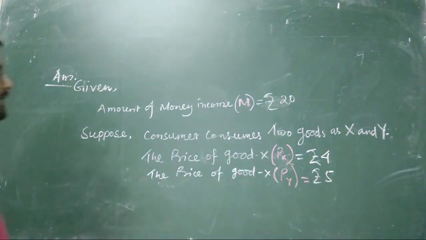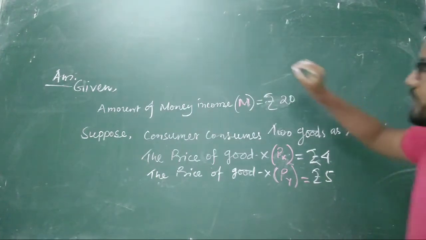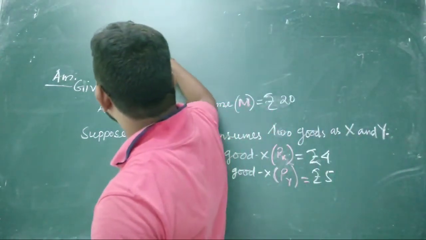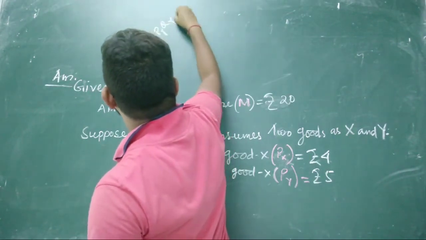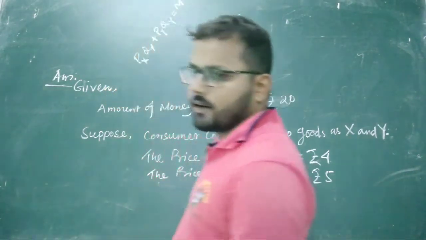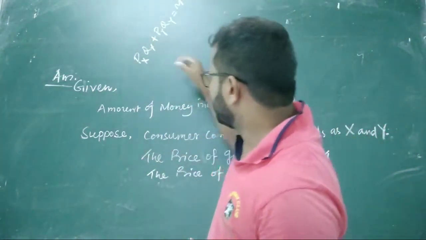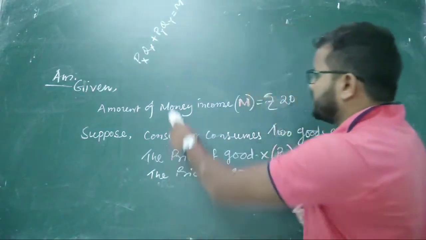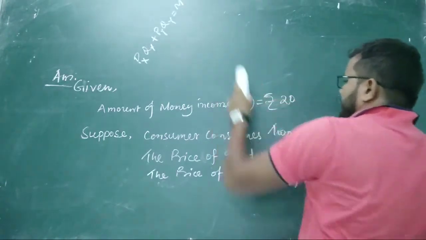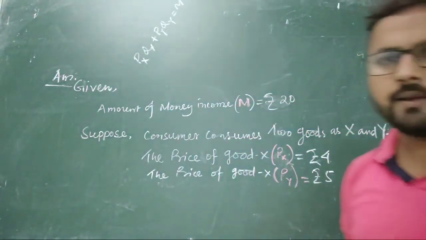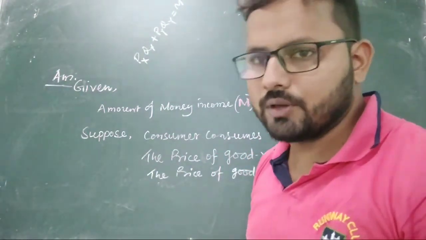So here, as we know, the budget equation is Px into Qx plus Py into Qy is equal to M. As per the given information, we get the price of X, the price of Y, and the amount of M. But the amount of consumption of commodity X and commodity Y is not given.